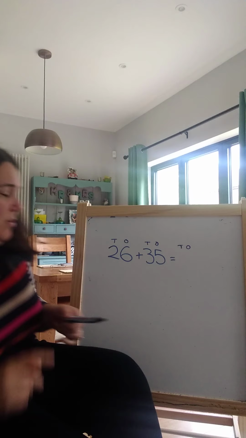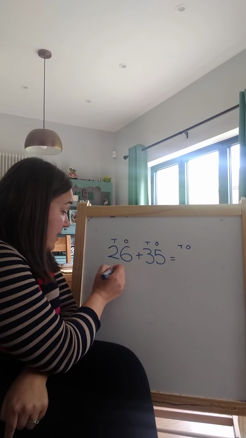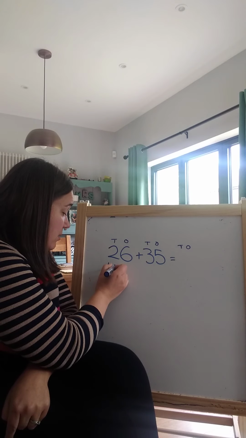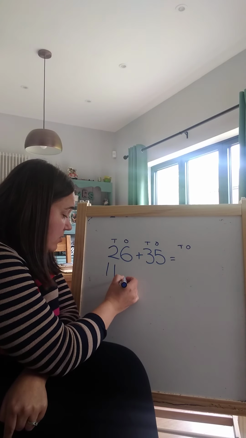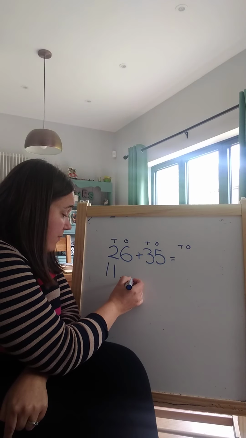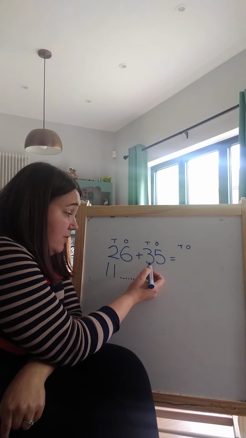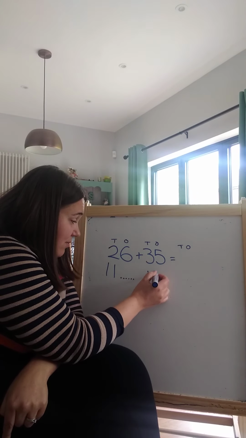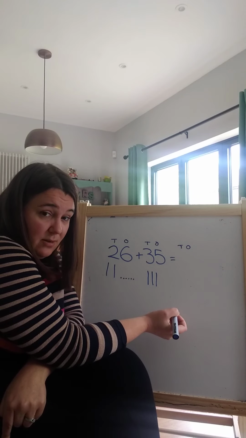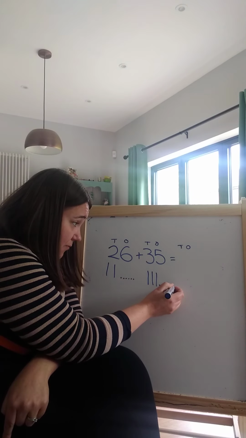Okay, so let's start with our tens. Over here, I've got 2 tens, so 1, 2, and I have got 6 ones. 1, 2, 3, 4, 5, 6. Moving on to the next number, over here, I've got 3 tens. 1, 2, 3, and how many ones? 5 ones. 1, 2, 3, 4, 5.